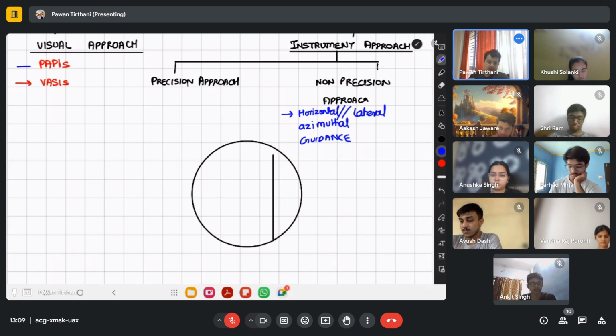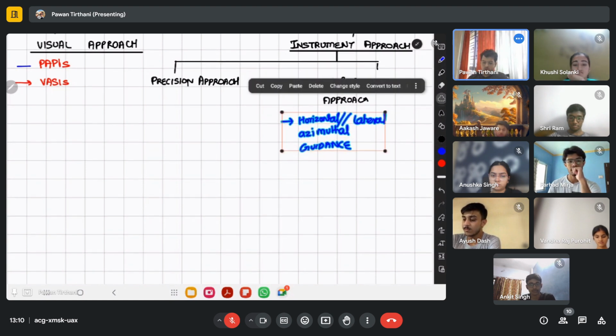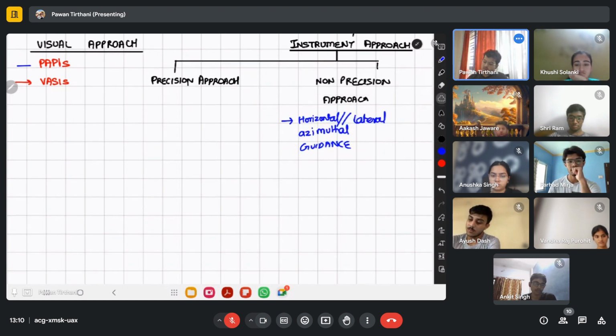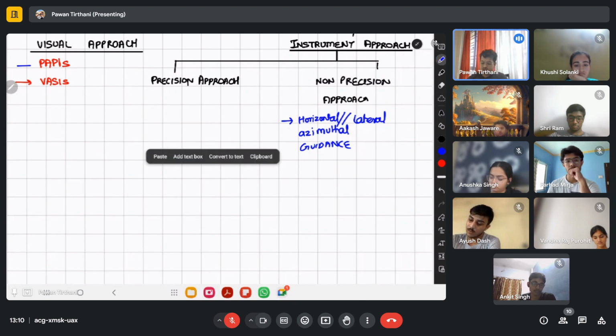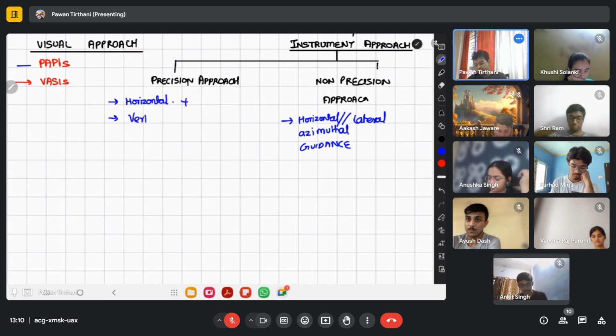Okay, and it is only getting a horizontal guidance. About a precision approach, what is extra? It not only gets the horizontal guidance, but it also gets vertical guidance.